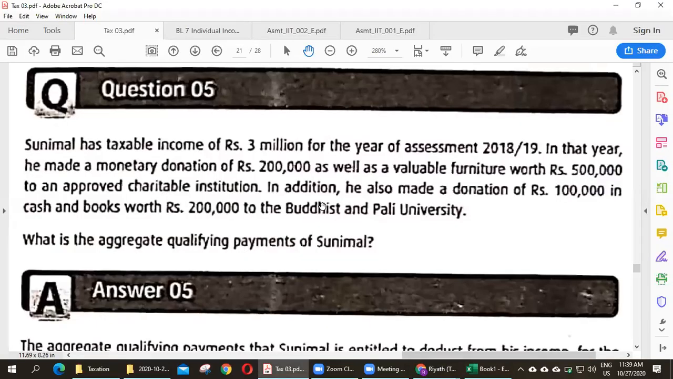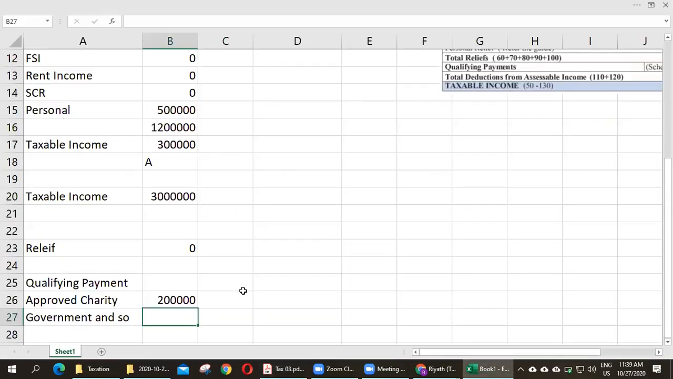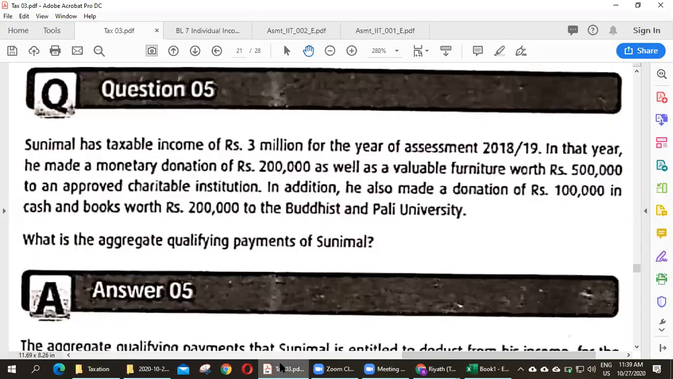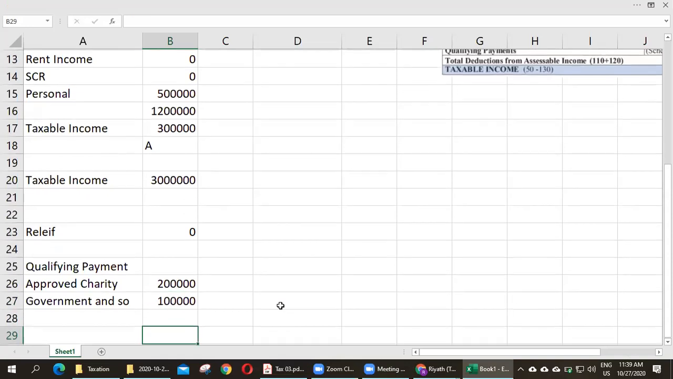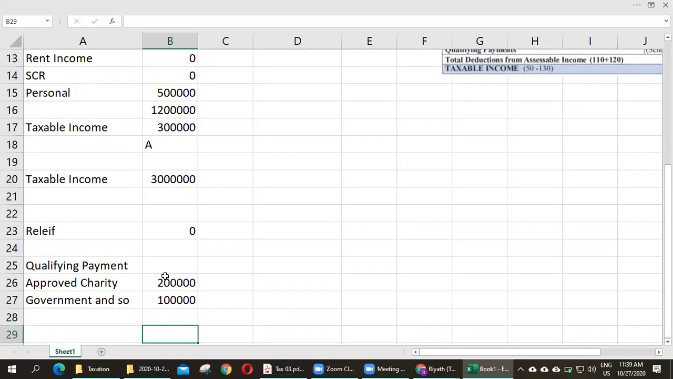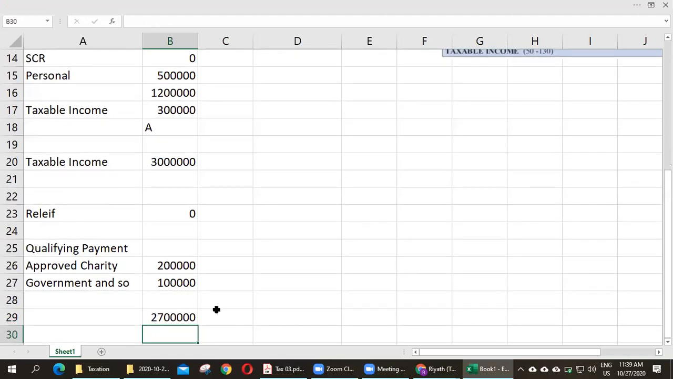And in addition, he also made a donation of rupees 100,000 in cash and books, both, right? For Buddhist Pali University, it's 100% eligible. How much? It equals 100,000. Then how much is the taxable income? 3,000,000 minus 270,000, 2,070,000.